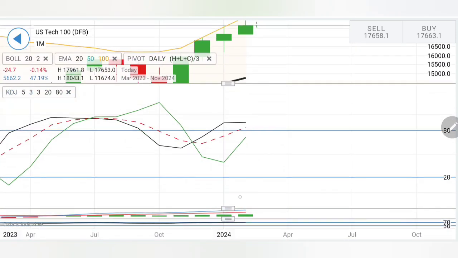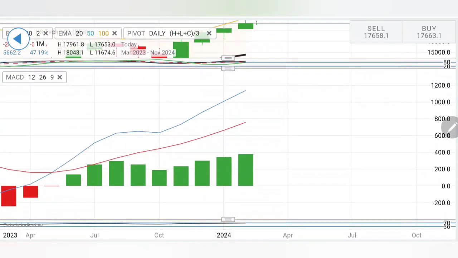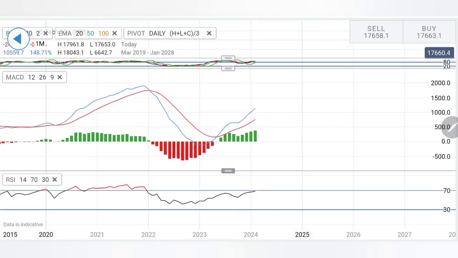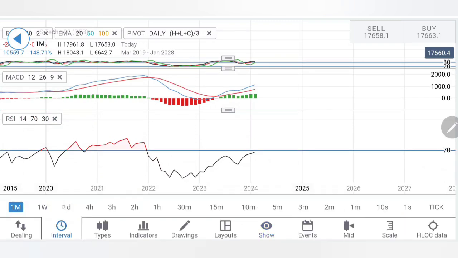Possibilities there. The stochastic is overbought on the monthly charts. It needs to cool down. MACD is extremely divergent, extremely bullish here, looking upwards. And on the monthly charts, it still has scope to continue with the rise on the upside. RSI is rising, suggestive of bullishness.